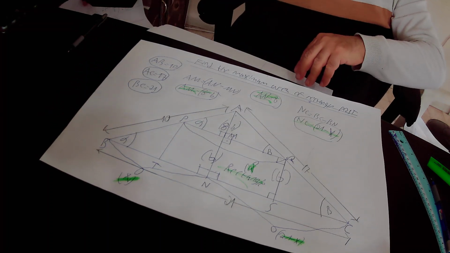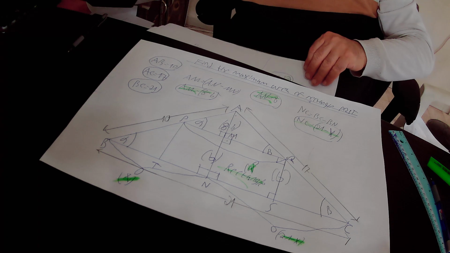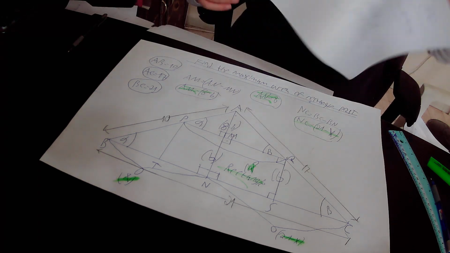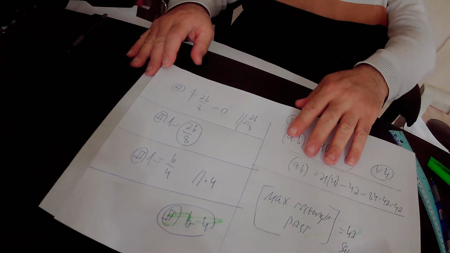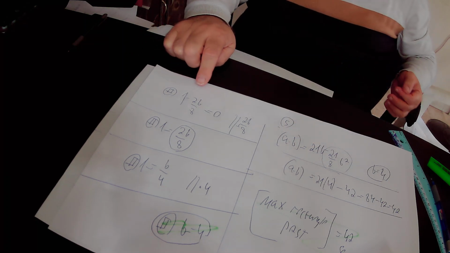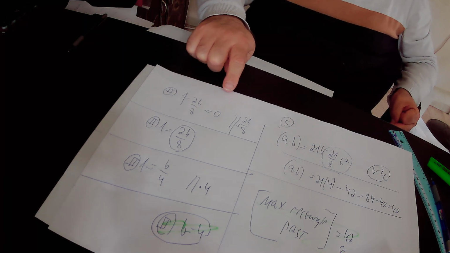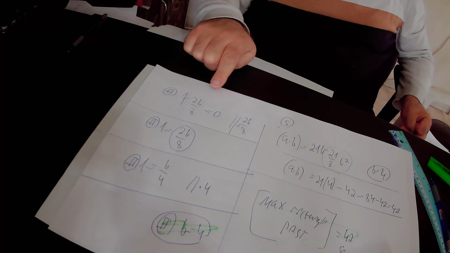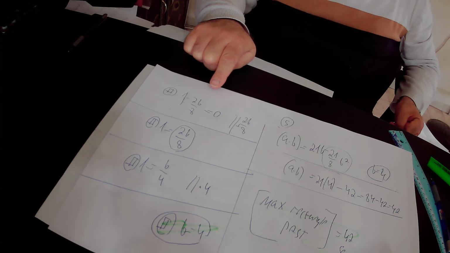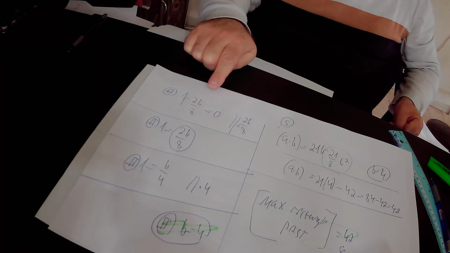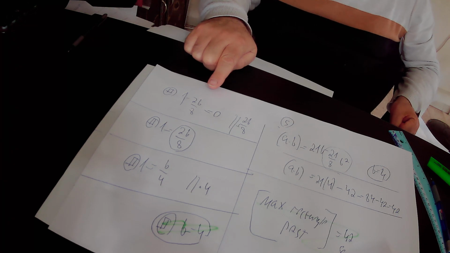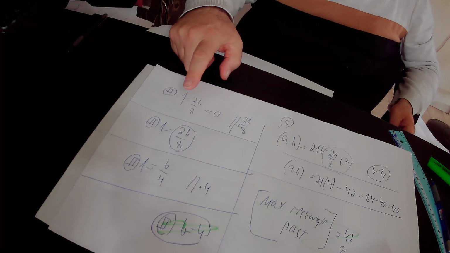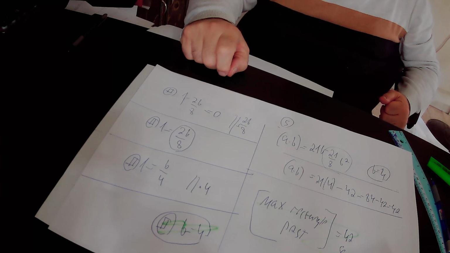So after we divided equation 2 by 21, we found out that according to equation 2, 1 minus 2b over 8 equals 0. Then we added 2b over 8 to this equation, equation 2, and finally found out that 1 equals 2b over 8.